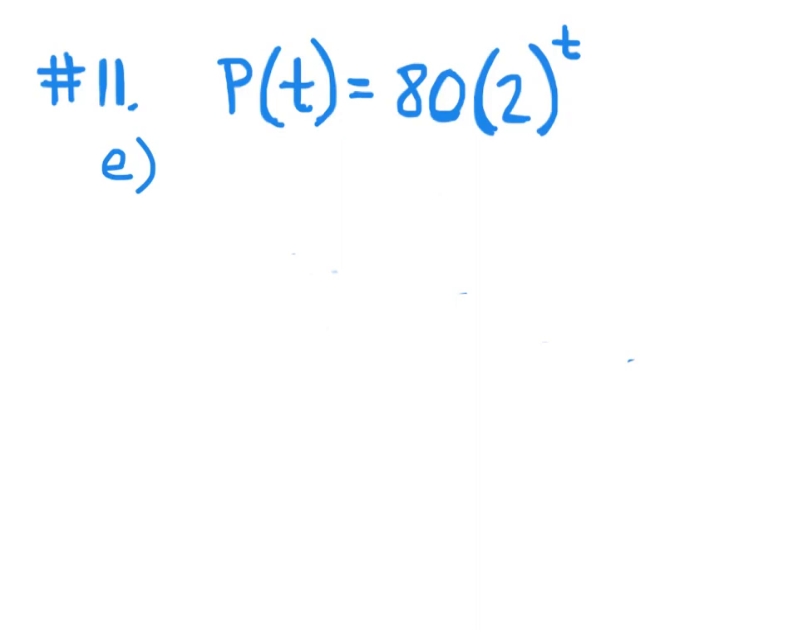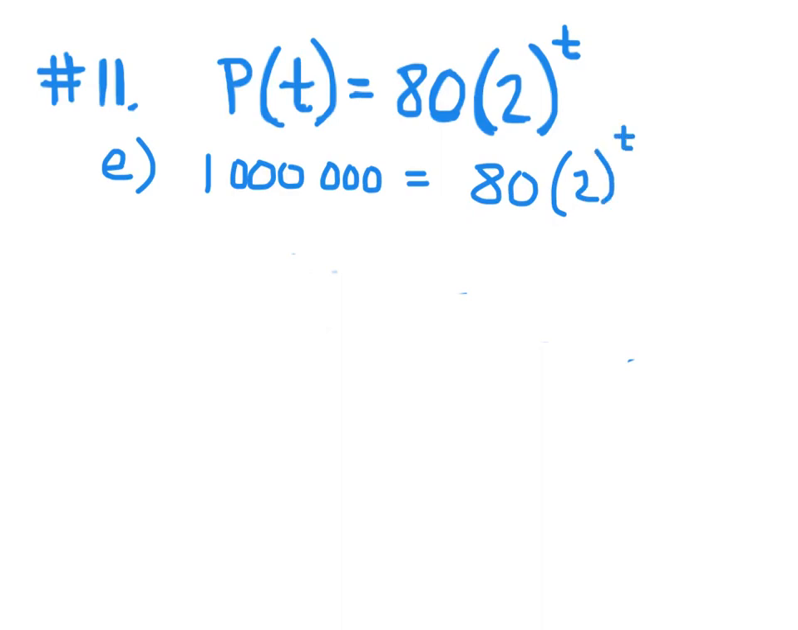Question E asks, approximately how many hours will it take for the population to be 1 million? So I'm going to plug in 1 million for population, and that is equal to 80 times 2 to the power of t. And now we're trying to figure out an exponent. So this obviously works off of what I just showed you with logs. Logs help us solve for exponents.